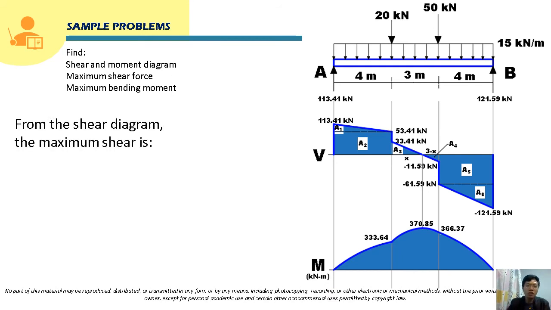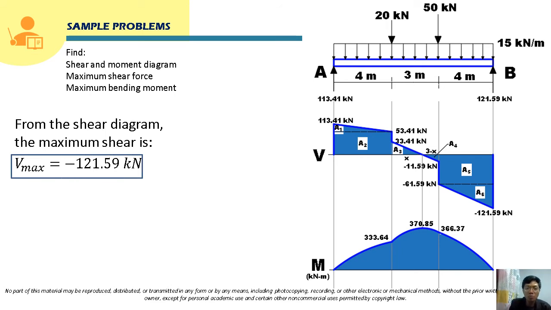So for the second part, that is for the maximum shear. From the shear diagram, as we can see here, the maximum shear is here. This is a negative value, but we are going to disregard the sign, whether positive or negative. What's important is the maximum numerical value. Therefore, the maximum shear here is negative 121.59 kilonewton.